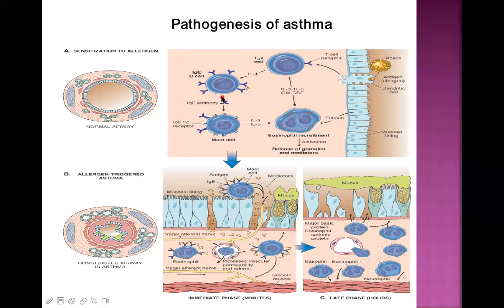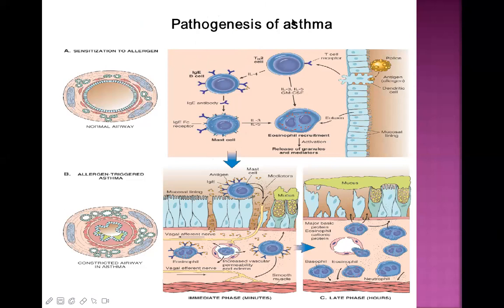Now what happens? This IgE antibody will go and attach itself to the surface of mast cells. These mast cells are present in the submucosal area of the airway. This stage, when IgE antibodies are attached on the surface of the mast cell, is called sensitization. Sensitization. Remember that.